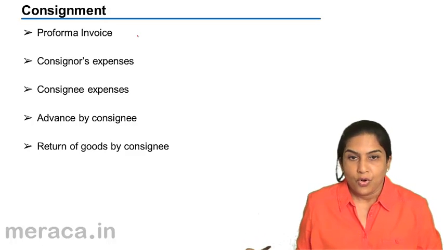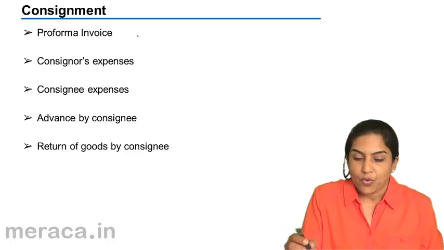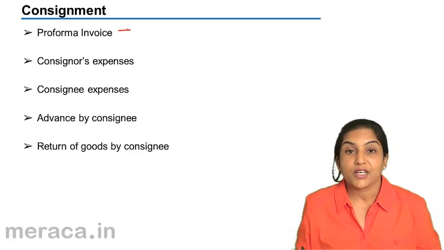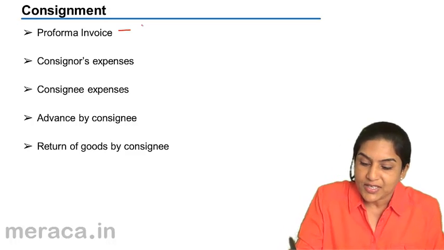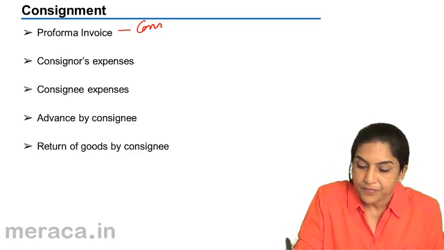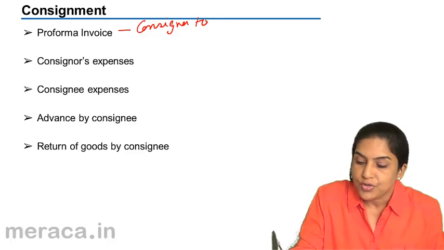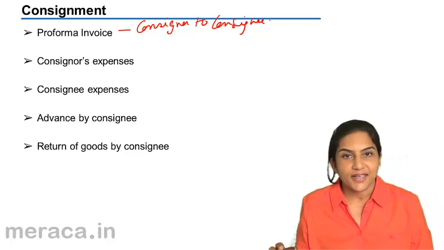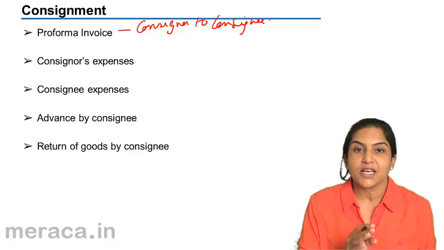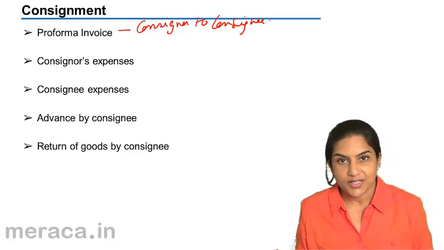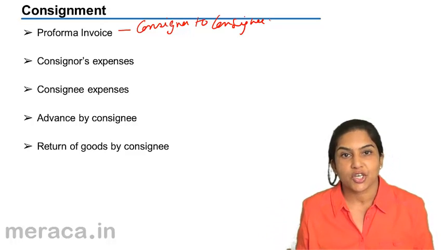So a quick recap. What is a proforma invoice and who sends a proforma invoice? A proforma invoice is sent by the consignor to consignee. What does it contain? It contains the description of the goods being sent by the consignor to the consignee and the cost of such goods.